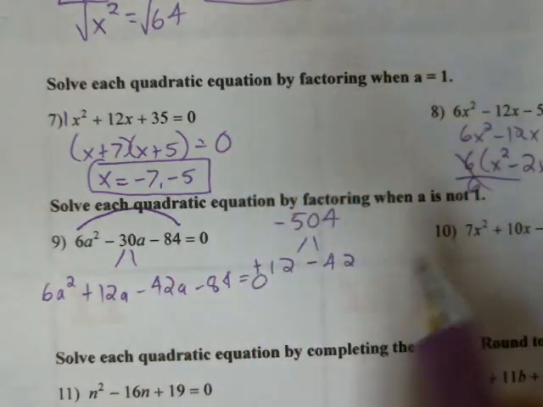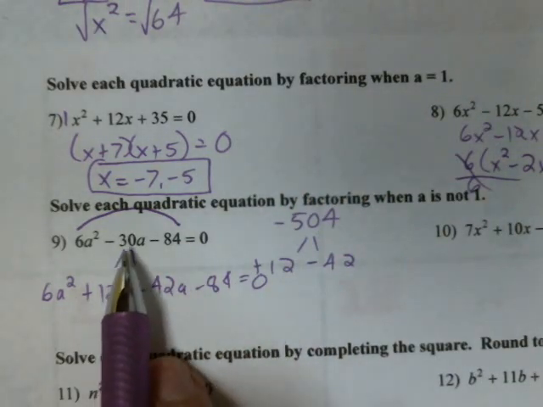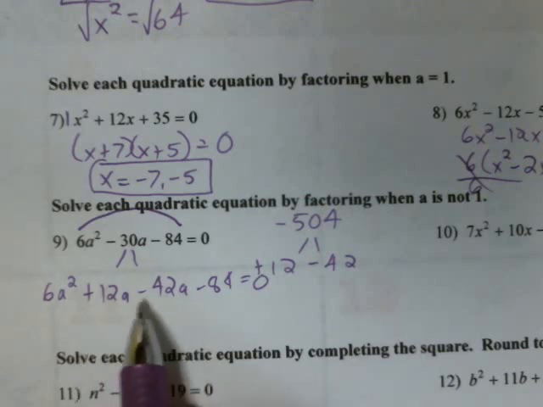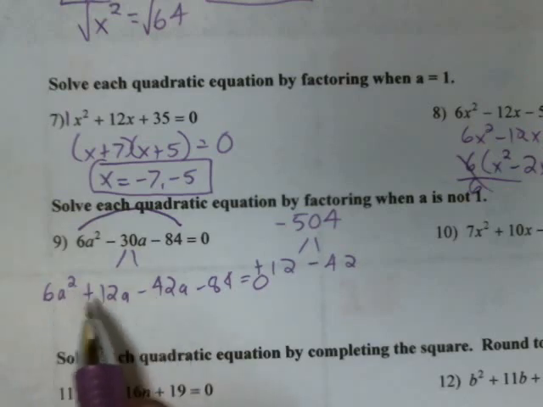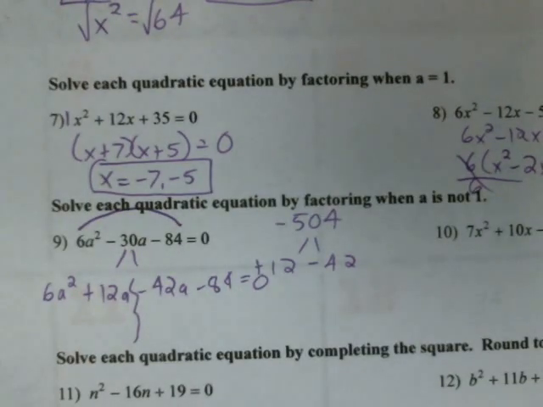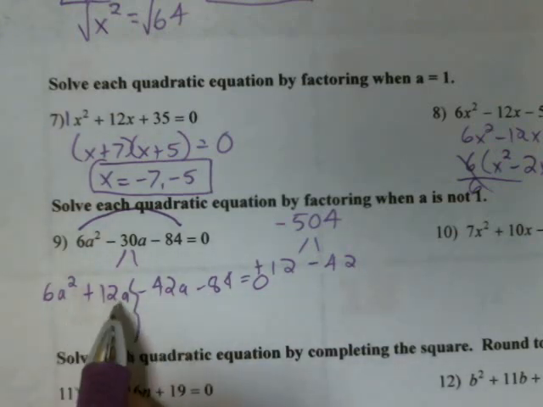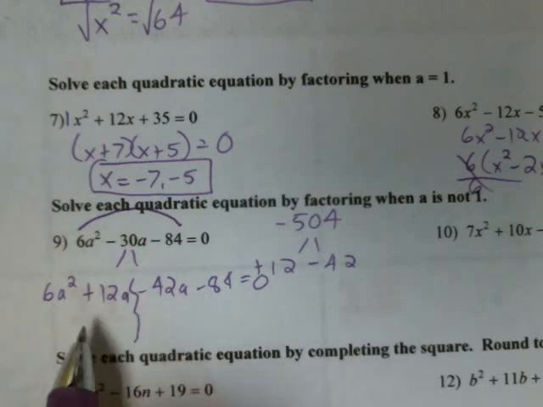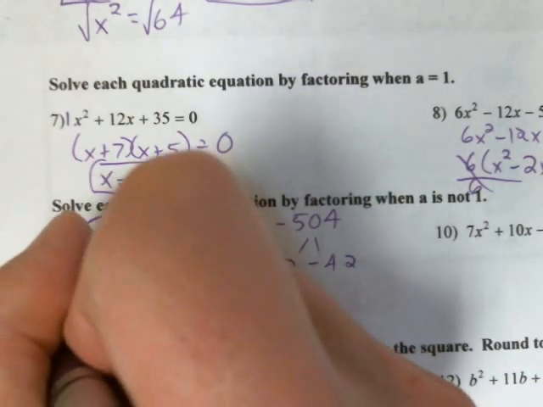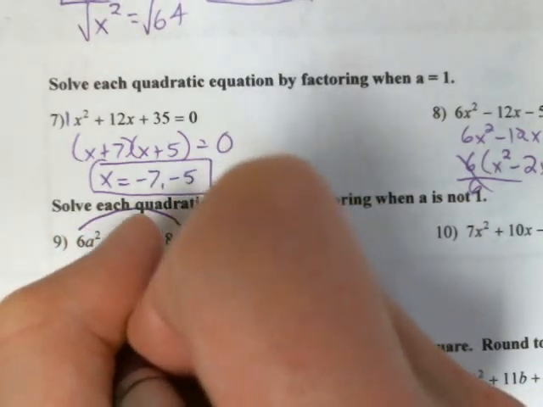So guys, all I've done is I've taken negative 30 and I've broken it into 12 plus negative 42. That is still negative 30. Well, why'd you do that, Mr. Manise? Well, I now have four different terms that I can factor by grouping. Draw your little curtain, draw your little wall, and I'm going to factor out the GCF from the first two and the last two terms. What's the GCF of 6a and 12a? It is 6a. So I'll pull out a 6a. That's going to leave me with a plus 2.